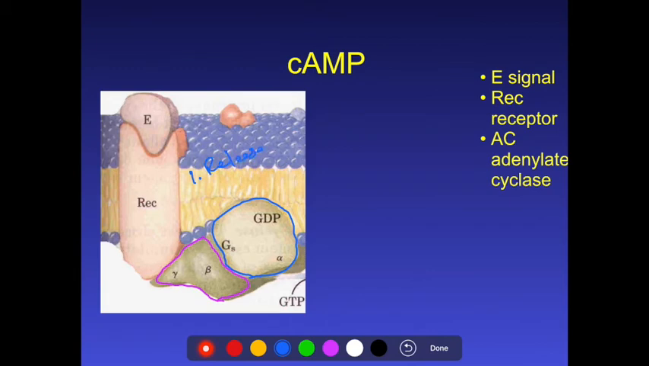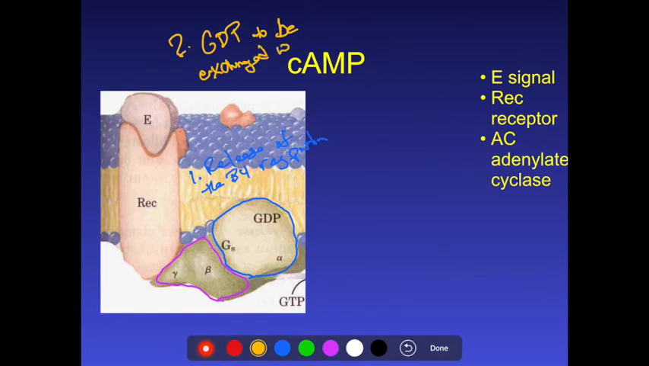One, release of the beta gamma regulatory portion, and then two, causes the GDP, the diphosphate, to be exchanged with a GTP. So a GDP falls out and a GTP falls in.